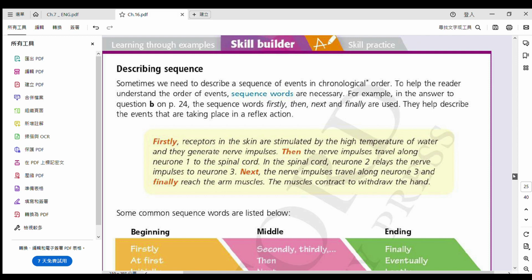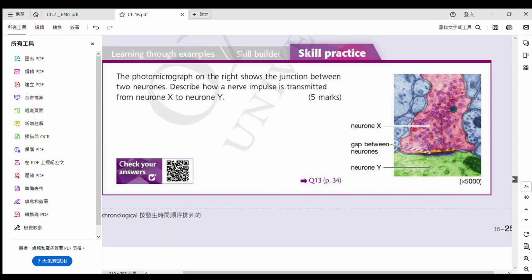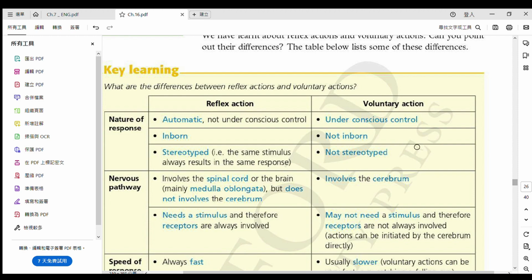So it's like how to use firstly, then after that, and then eventually, things like that. Okay? So I'm not going to talk about that here or even in class. Okay? 好啦 the last part.